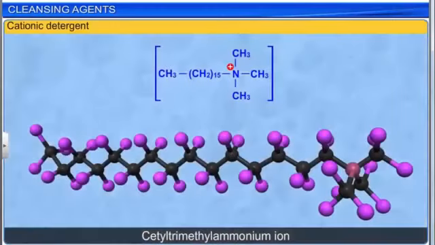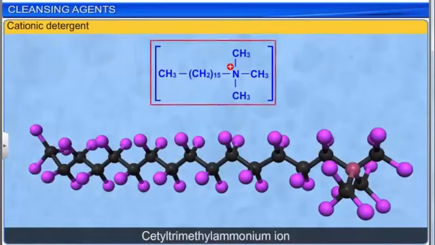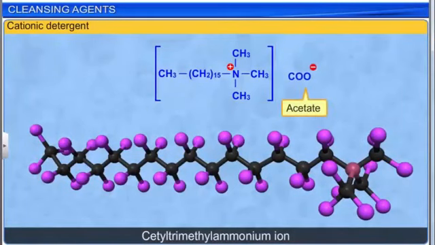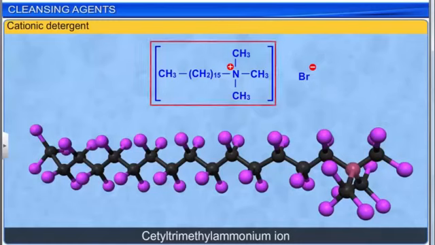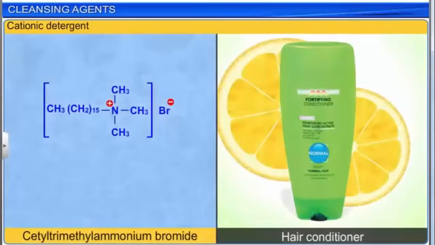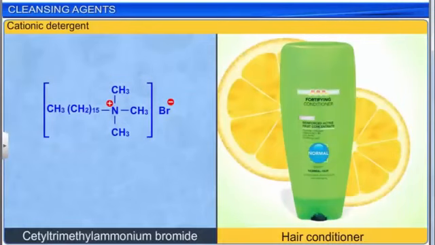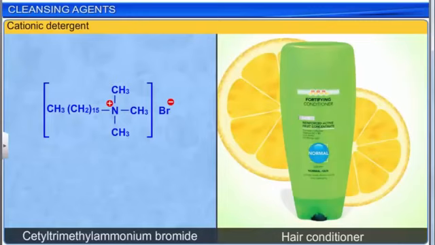Cationic detergents are quaternary ammonium salts of amines with acetates, chlorides, and bromides as anions. The cationic part has a long hydrocarbon chain with a positive charge on the nitrogen atom. Hence, these are called cationic detergents. Cetyl trimethyl ammonium bromide, which is used in hair conditioners, is a well-known cationic detergent. Being expensive, their use is very limited.